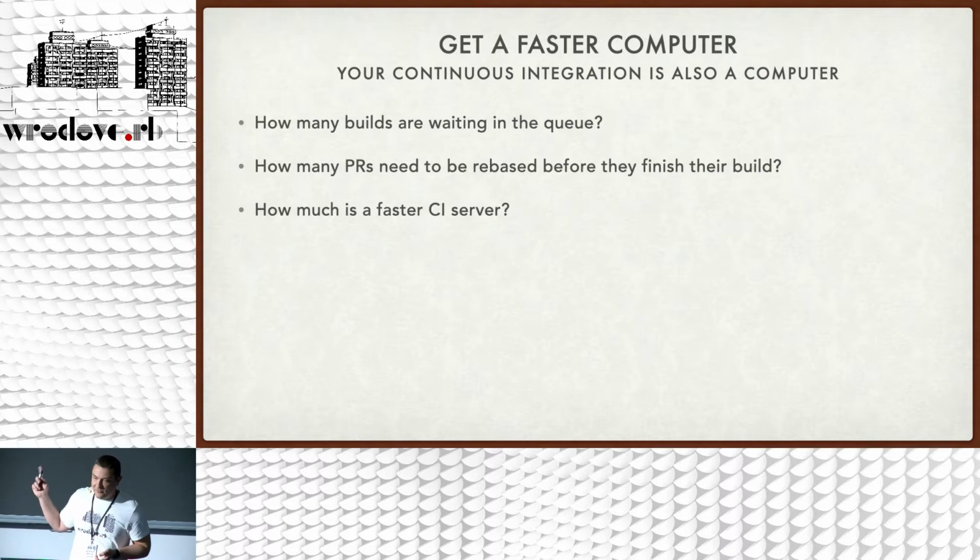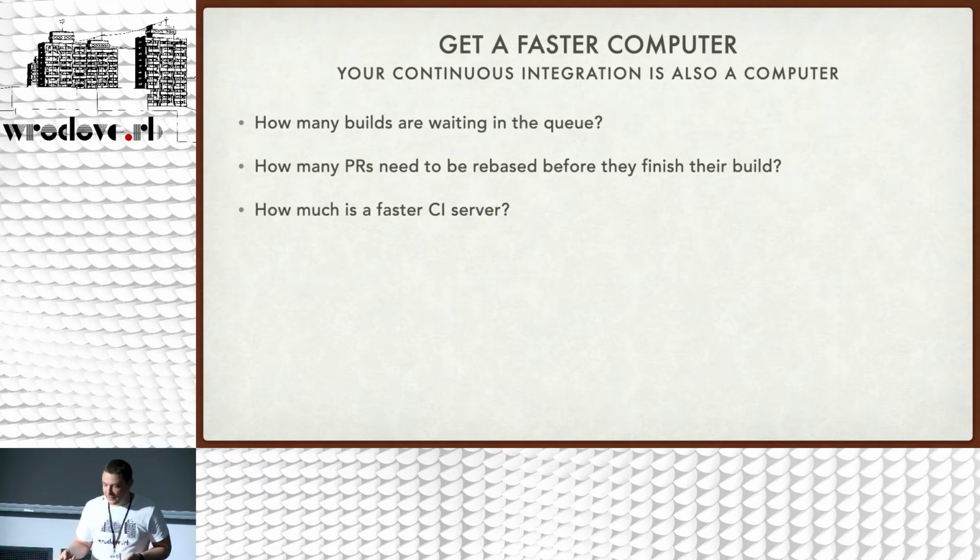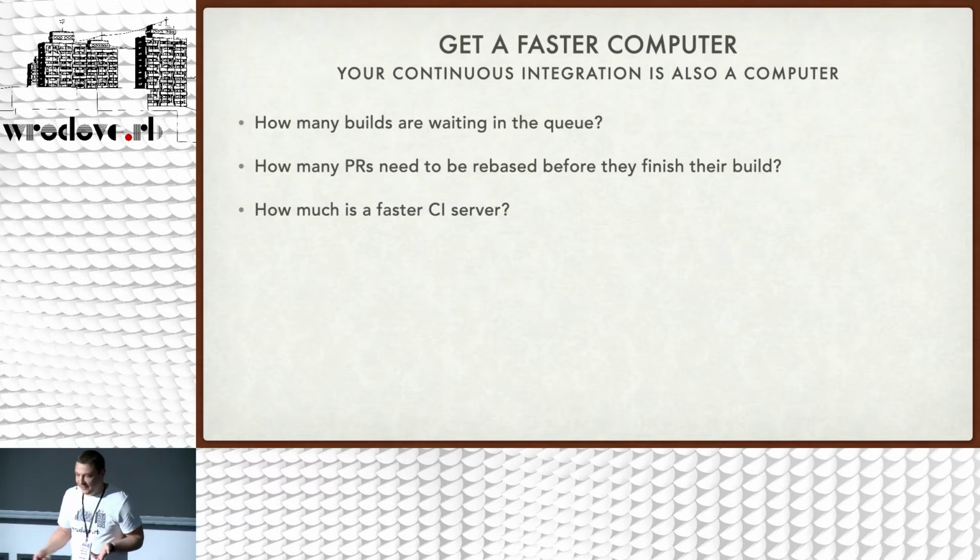And also remember that continuous integration is also a computer. It's not magic, it's not the cloud, it's a computer that you rent. So please track how many builds are stuck in the queue. How many PRs need a rebase that will also get redeployed to a queue in CI. And how much more expensive is a faster CI server actually? It's usually not that expensive.